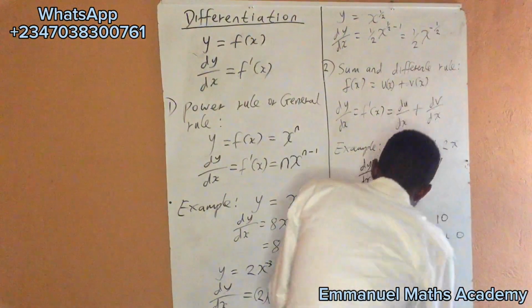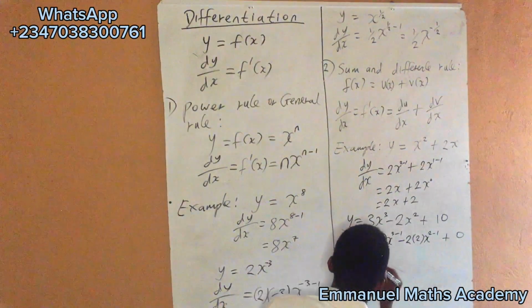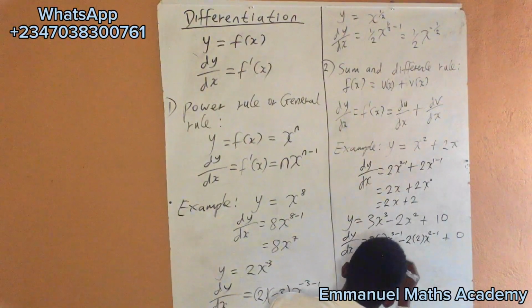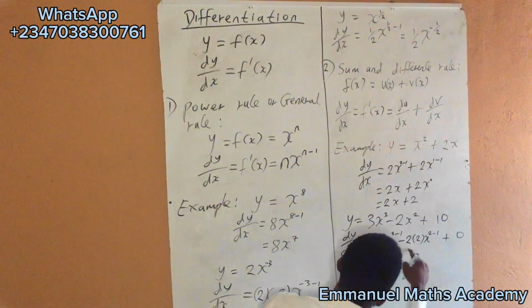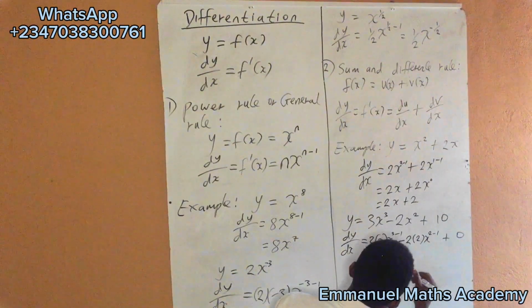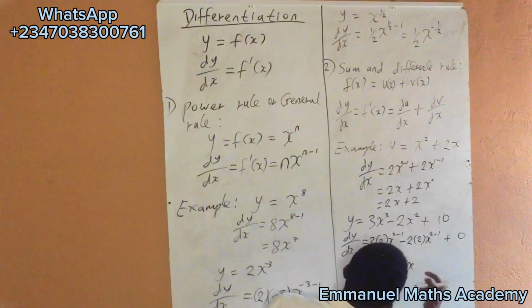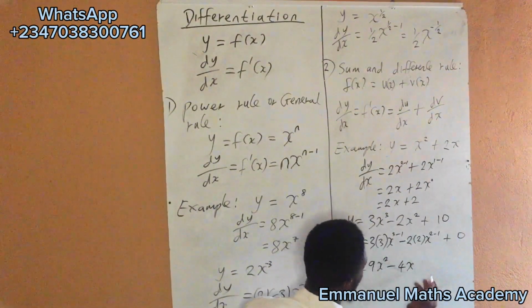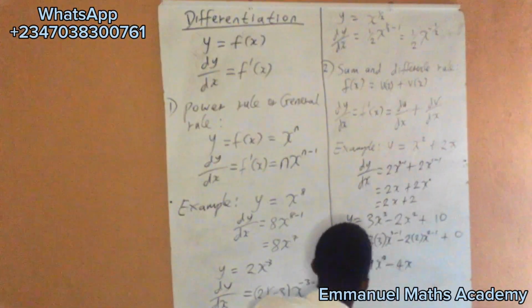Now, from this, 3 times 3 will give you what? 9. x, 3 minus 1 will give you 2. Minus 2 times 2 will give you 4. x, 2 minus 1 will give you 1. But you know in mathematics, you can't say x power 1. There is an invisible 1 here. And this is your dy/dx.